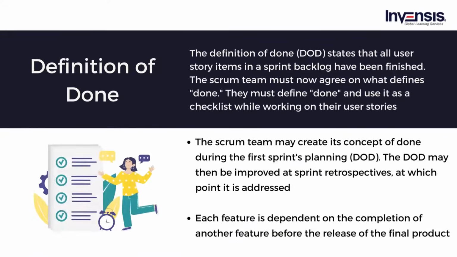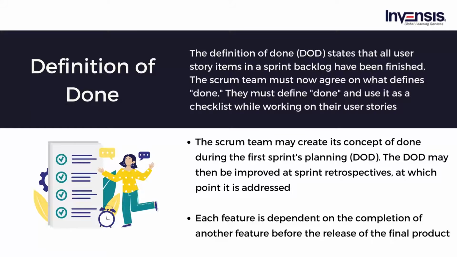Let us now move on to the following Scrum artifact. Definition of done or DOD. The definition of done or DOD states that all user story items in a sprint backlog have been finished. For those who do not know what a user story is, allow me to explain. A user story is an informal description of the features and characteristics of a software system. What the customer or client wants to perform with the software product is generally the basis of the requirements.